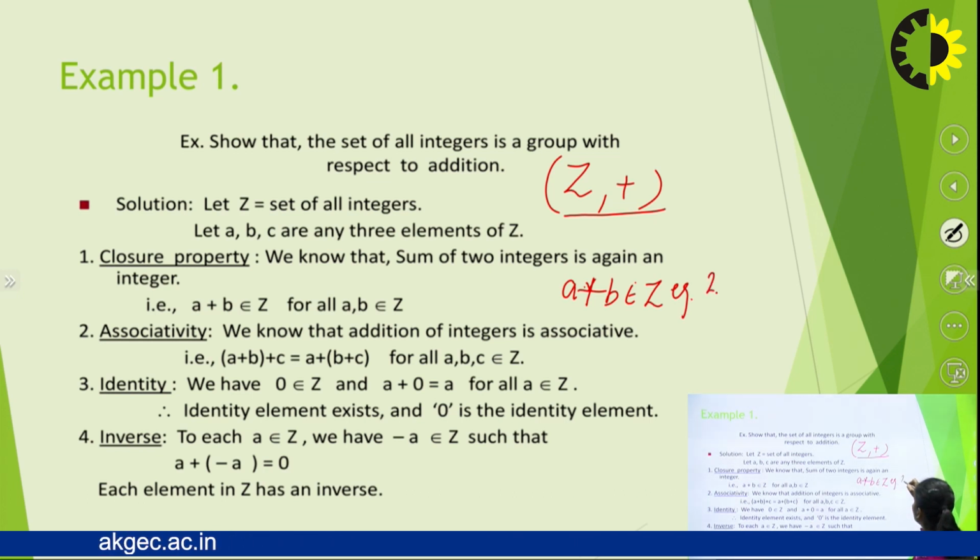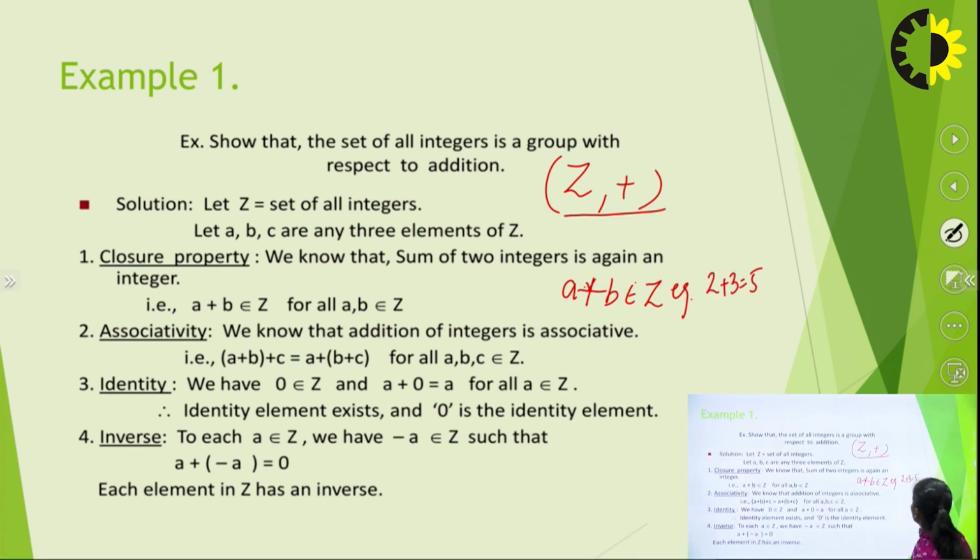Example, 2 plus 3 is equal to 5, right? So 5 belongs to Z. So here it follows the closure property. Second is associativity, as we all know that summation plus always follows associativity. Third one is identity. In case of addition, we have identity element which is equal to 0, right? And 0 belongs to Z.